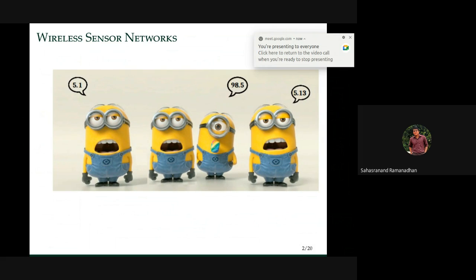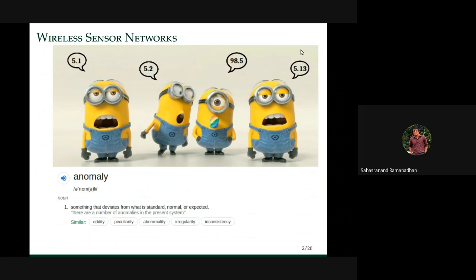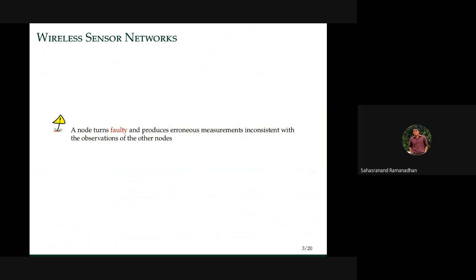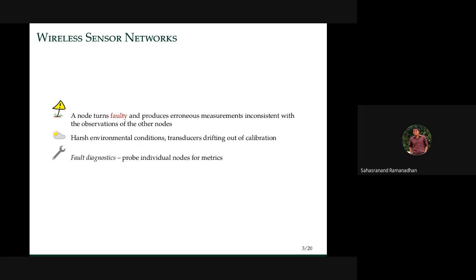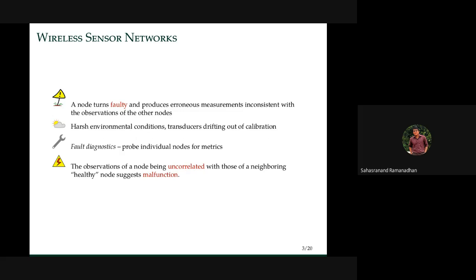But sometimes these nodes can be faulty, and they could report observations which are inconsistent with the rest. So a node can turn faulty, and it can produce erroneous measurements which are inconsistent with observations of the other nodes. And this could be due to various reasons, like harsh environmental conditions. Fault diagnosis also involves probing these nodes and figuring out if there is a problem or not.